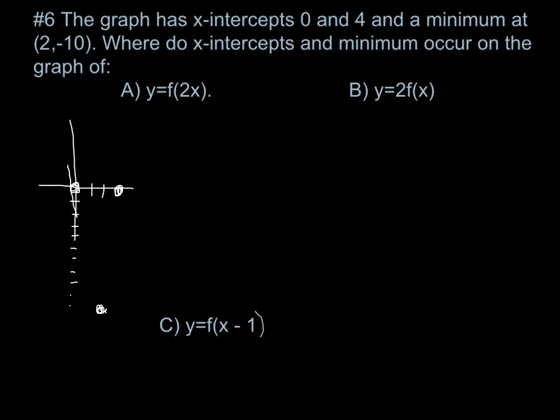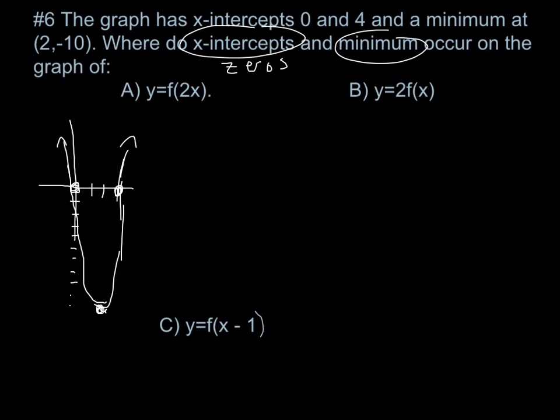So I'm guessing that this probably looks like a parabola. That's my guess. Technically, we don't know it for sure, but I think we can say that it's a parabola. Okay, alright, so what would the zeros, that's basically what x-intercept means, and the minimum, which is basically the vertex, be of the following, y equals f of 2x.